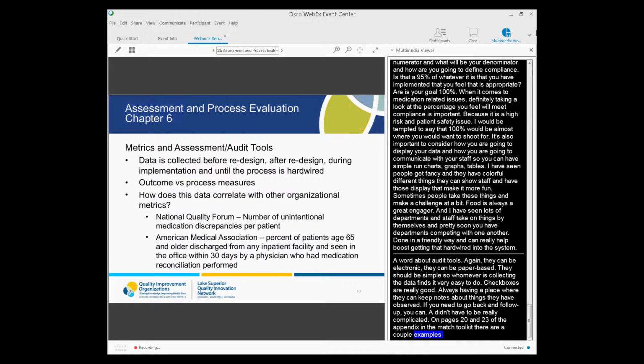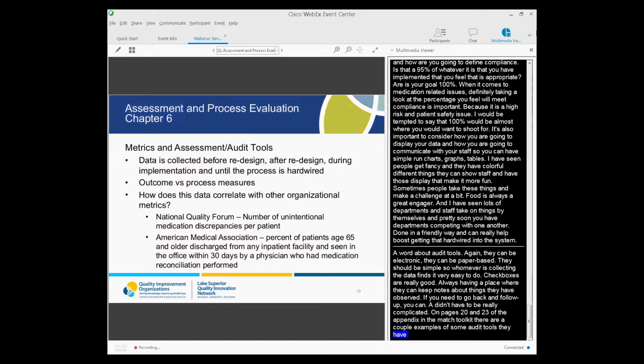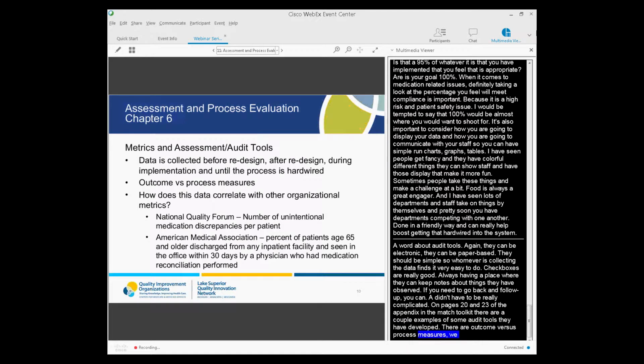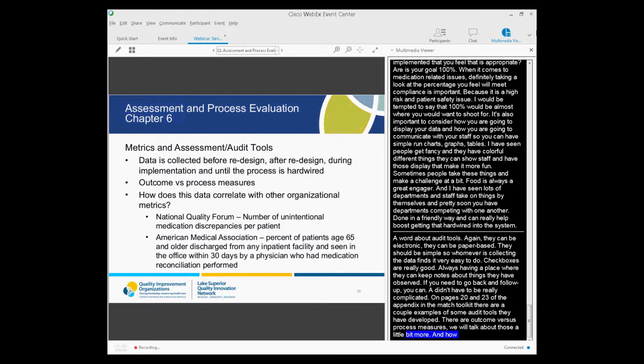There are outcomes versus process measures, and we're going to talk about those in a little bit more. And then how does this data correlate with other organizational metrics?